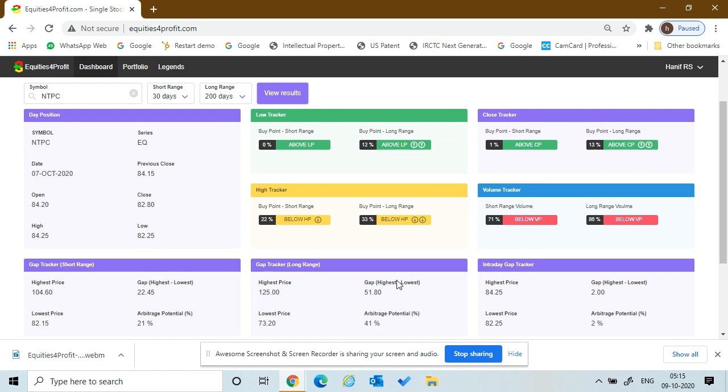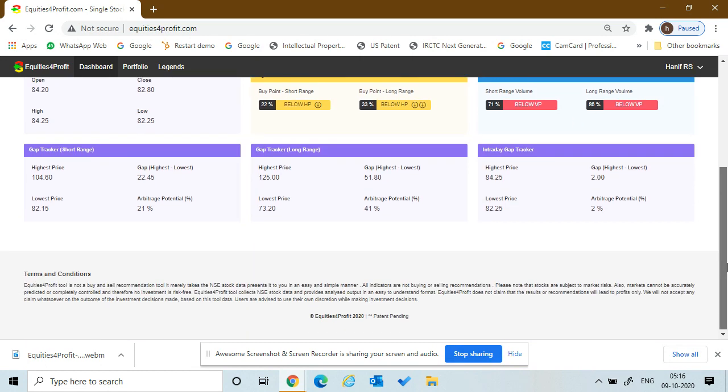So the close tracker helps you determine whether you can buy the stock by giving an off market command at the close, and it helps if the close has reached closer to the lowest point of the last 30 days or the last 200 days. So if you see, the close of today is 13% above the lowest of the last 200 days. Likewise, you can see the gap tracker.